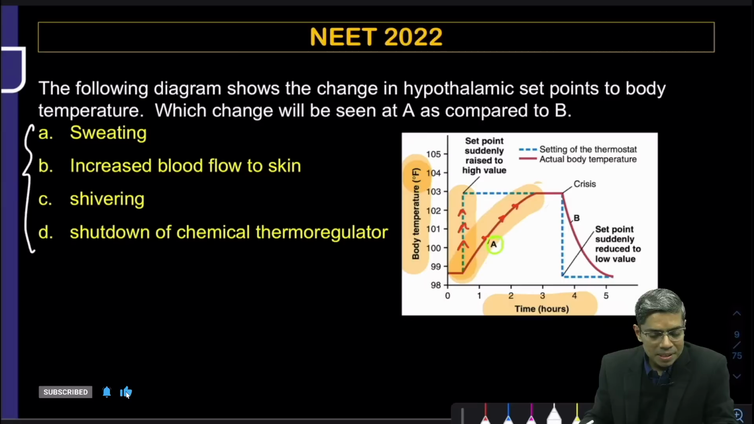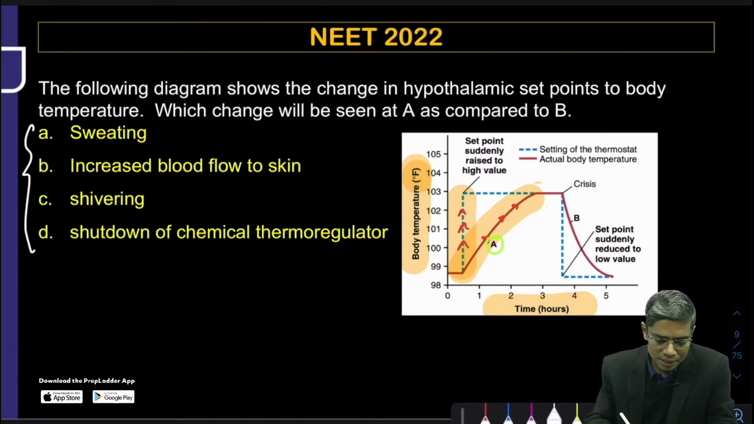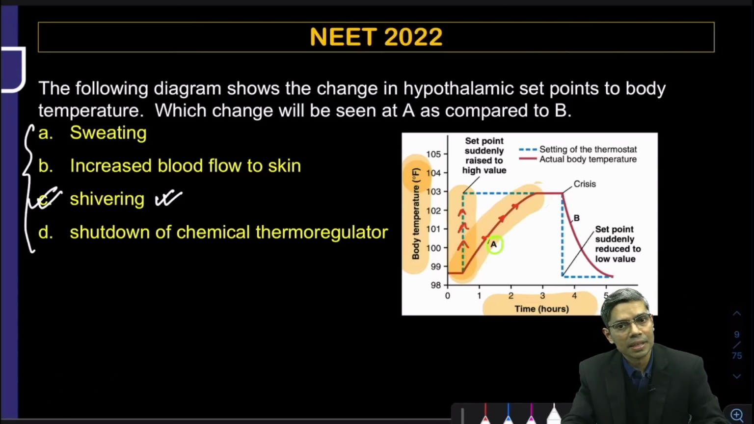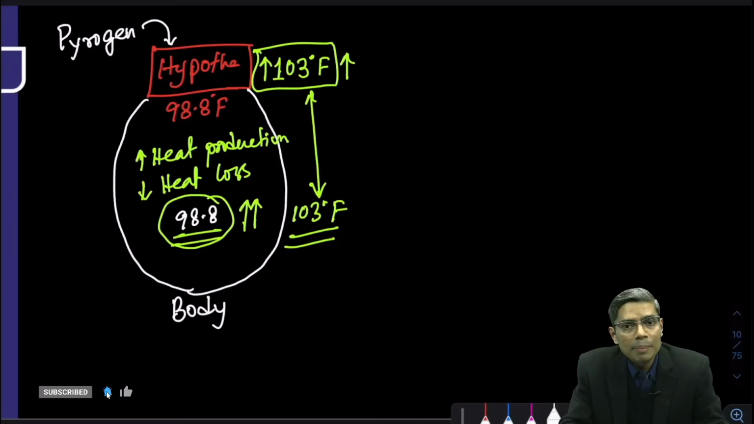Yes, A, B, C, D. Sweating will cause heat loss, and increased blood flow to the skin will also cause heat loss. So, the only thing that is possible here is shivering. So, that is why my answer here is shivering, right? Then what will happen? You know that this is the thing which happens when the fever is coming, right?